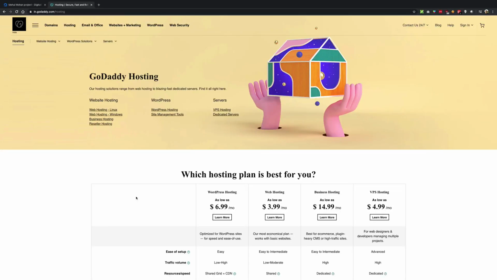My name is Mehul and in this one we'll be comparing GoDaddy and DigitalOcean, and basically GoDaddy and other hosting providers like that. GoDaddy, HostGator, stuff like that.